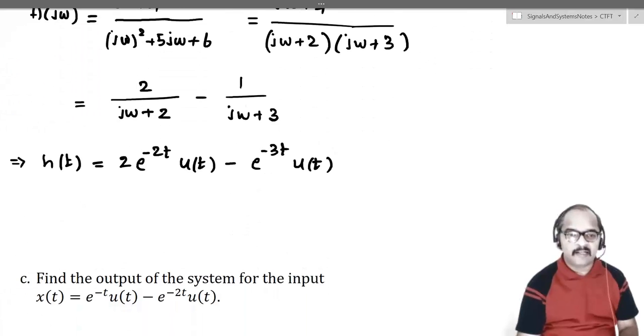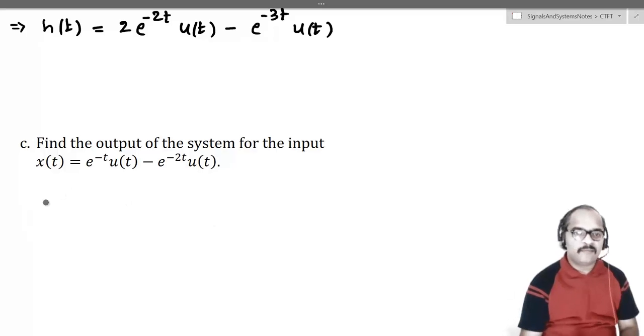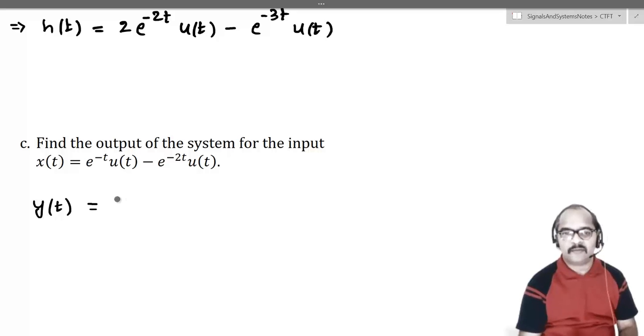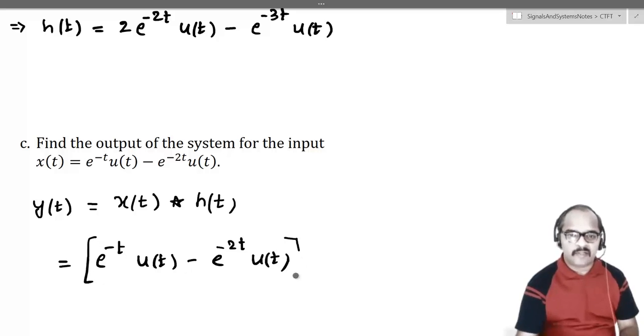So the next question is we have to find the output of the system for the given input. I will do two steps, and the remaining we will take as homework. So what is our y of t here? y of t is nothing but x of t convolved with h of t. h of t we got here, so let us substitute everything we have. x of t is given to be e power minus t u of t minus e power minus 2t u of t. So this is our x of t, and this should be convolved with h of t.